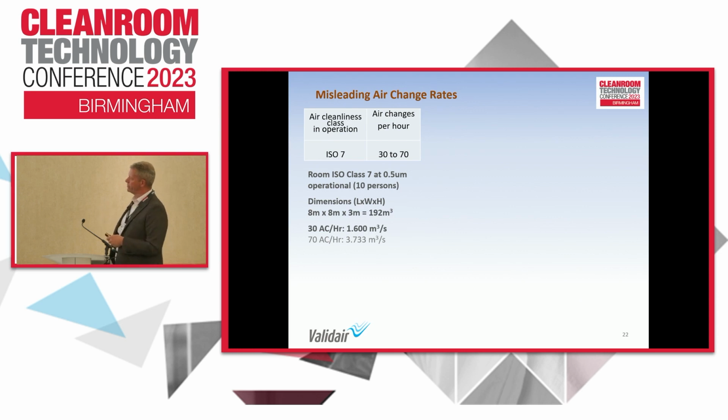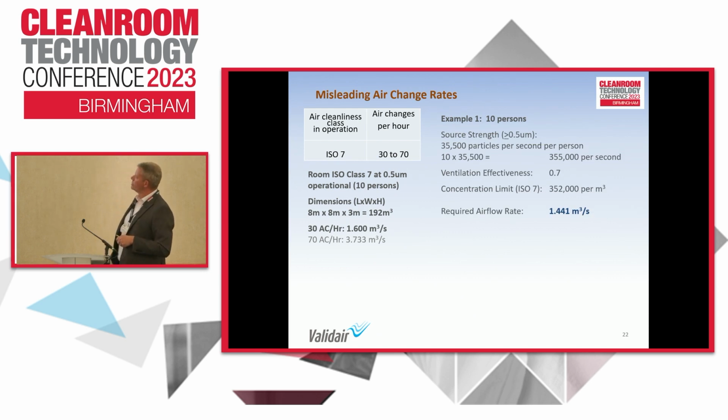But 1.6 for 30. If I start to look at the formula, I've taken a typical figure, so the 35,500 particles per second came from a study done by Bill White in a body box. They had about 50-odd people they put into a body box and measured particles. They're just wearing gowns in this example. I'm not saying this is the solution for an ISO 7 area. I'm just giving you an example of how it can go wrong.